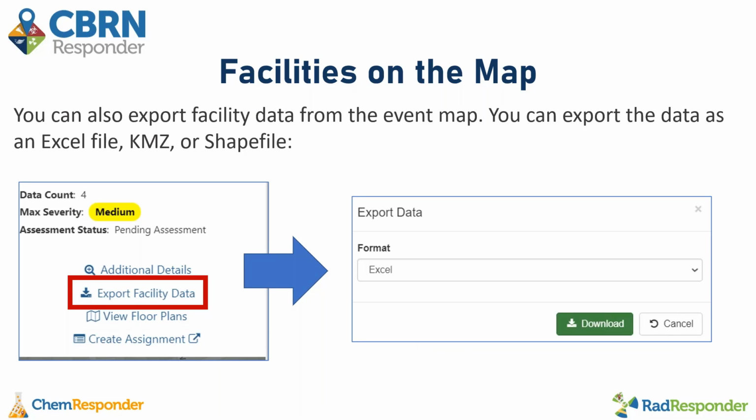Some additional facility information that you can gather from the event map is the ability to export the data, so you don't have to go back into the facilities detail page. You can do it directly from the event map. So you'll click export facility details, and you'll choose the format, either Excel, KMZ, or shapefile. And again, you can now have an external copy of all of the facility information on your event for that facility.